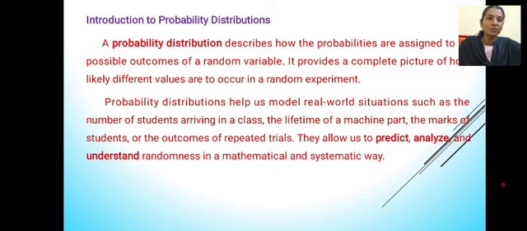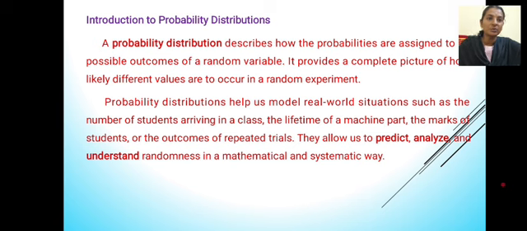Probability distribution helps us to model real-world situations such as the number of students arriving in a class, the lifetime of a machine part, the marks of students, or the outcome of repeated trials. They allow us to predict, analyze, and understand randomness in a mathematical and systematic way.